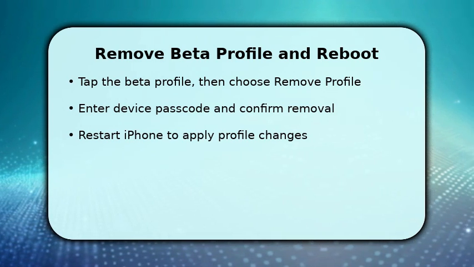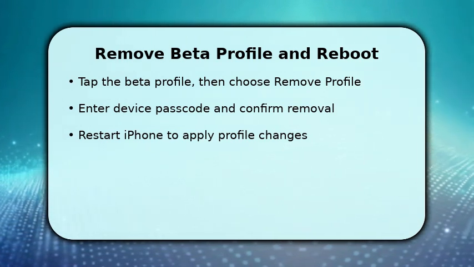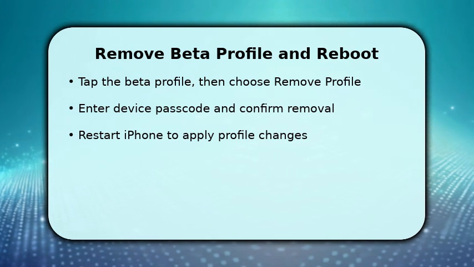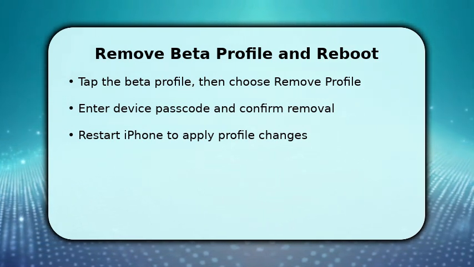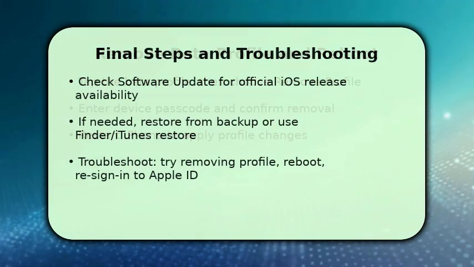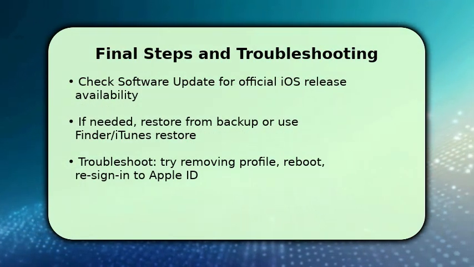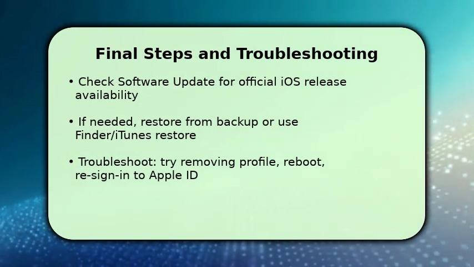Next, restart the iPhone, power it off and on, because a reboot clears temporary settings and ensures the update server syncs the correct release channel. Finish by checking Software Update. You may need to wait for the next public release to appear.